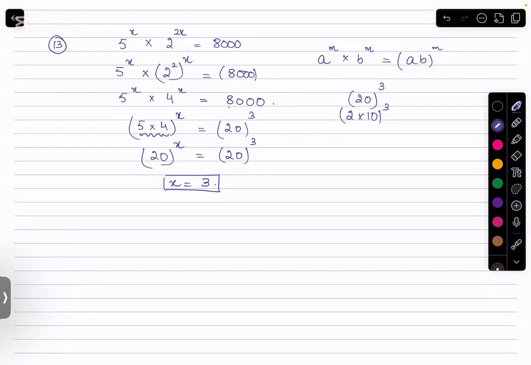8,000. 8 के साथ I know it's 2 cube. और 3 zeros हैं, so that means it's 10 to the power of cube. So I can say it's 2 times 10 to the power of cube, or 20 to the power of cubed. Is that okay? Is that correct? Understood?